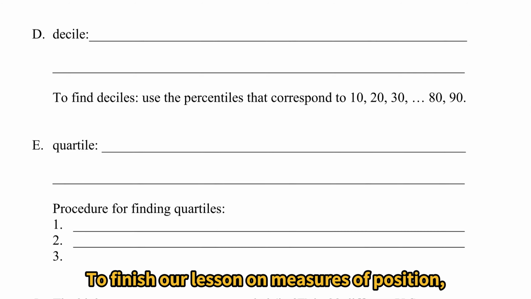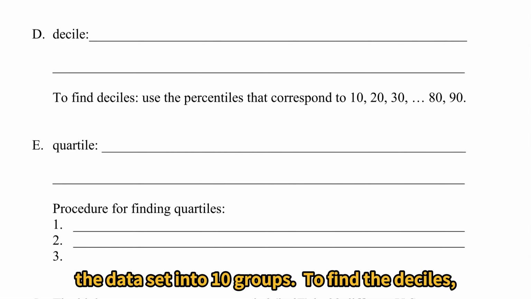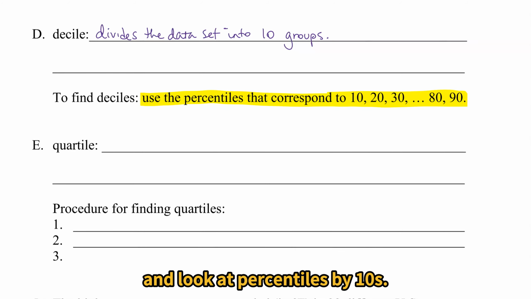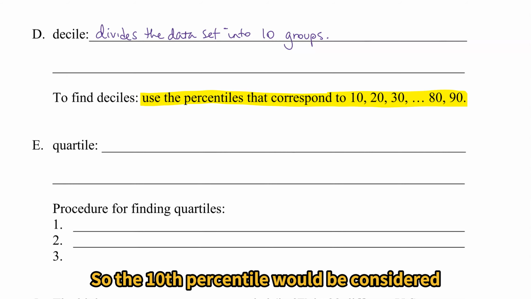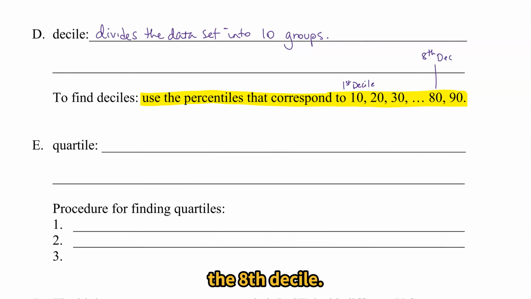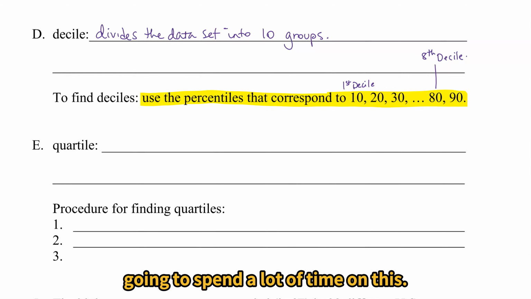To finish our lesson on measures of position, let's talk about deciles. A decile divides the data set into 10 groups. To find the deciles, we're just going to use what we did with percentiles and look at percentiles by tens. So the 10th percentile would be considered the first decile. The 80th would be the 8th decile. Deciles are not very common, so we're not going to spend a lot of time on this.